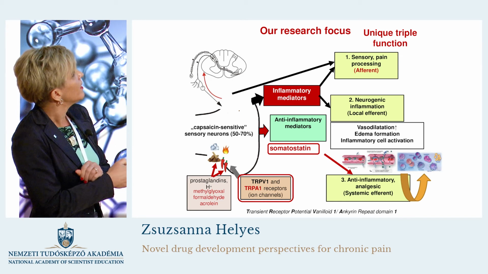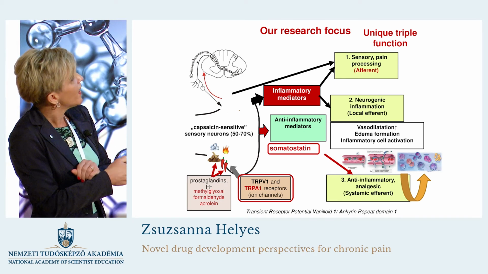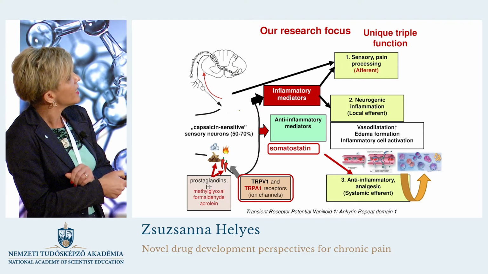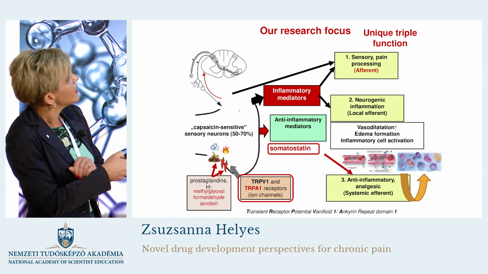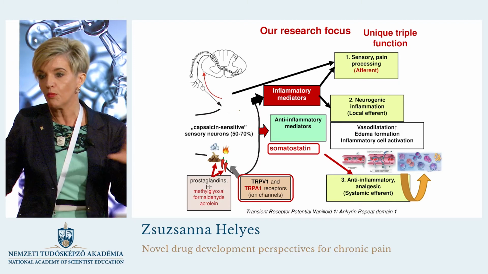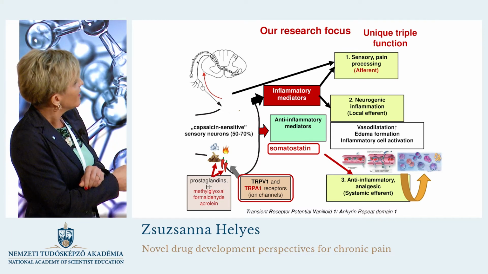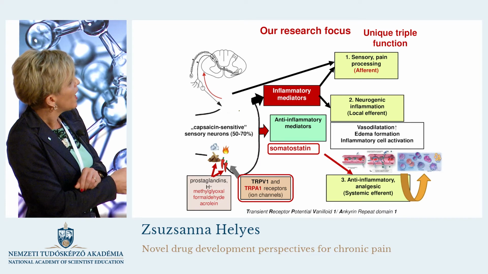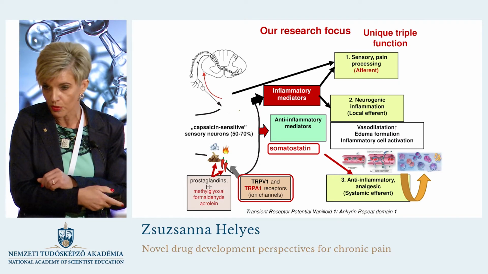And our team focuses on what mediators are released, how these nerve endings modulate the inflammatory processes, both in the periphery and in the central nervous system, and how these nerve endings are activated. They are activated by a very broad range of stimuli, like prostaglandins, protons, and other mediators I'm going to talk about. And there are some receptors called the transient receptor potential receptors that I'm also going to talk about.